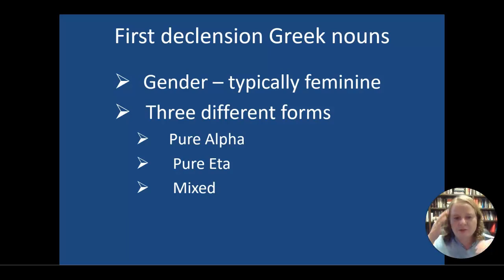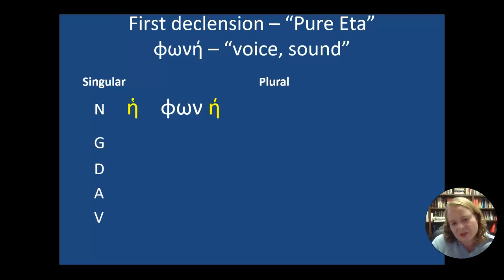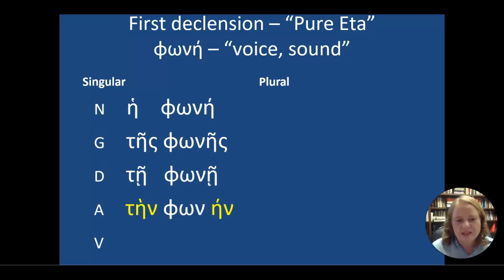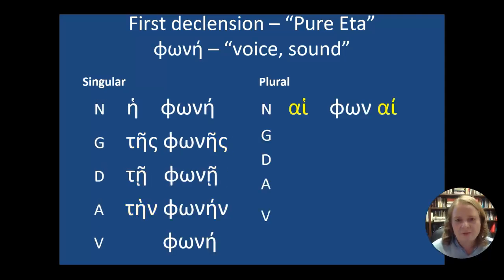Here's the 3 different forms. We call them pure alpha, pure eta, and mixed. I'll show you what they look like. I'm going to start with the pure eta. Phōnē, which means voice or sound, and it's one of your vocab words for this time, can be in the nominative, hē phōnē, but it can also be changed to the genitive, tēs phōnēs, tē phōnē, tēn phōnēn, phōnē.